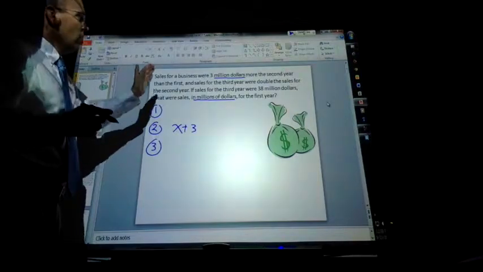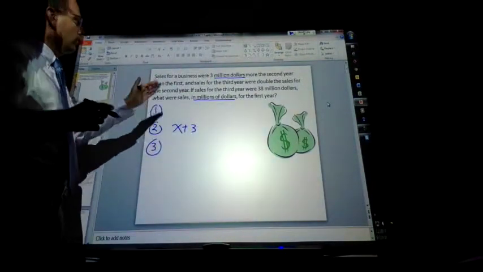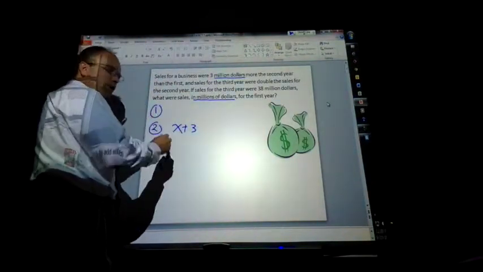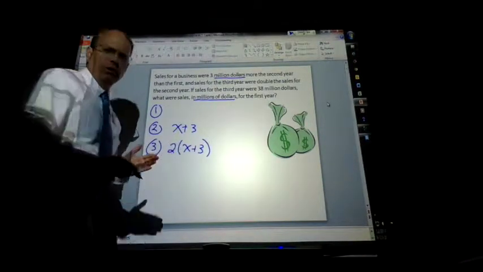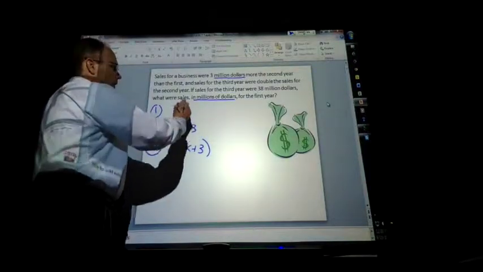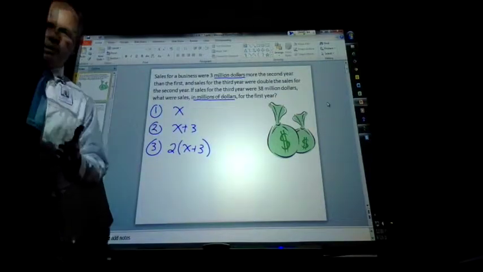Let's take a look. It says sales for the third year were double the sales for the second year. So sales for the third year were double this. Well, what were the sales for the first year? We don't know. It's unknown to us. It's x. It's a variable.